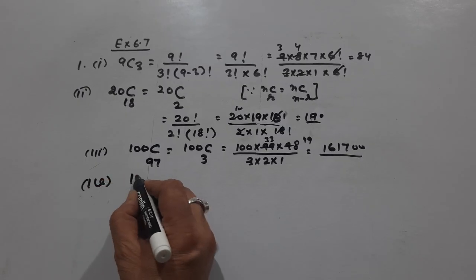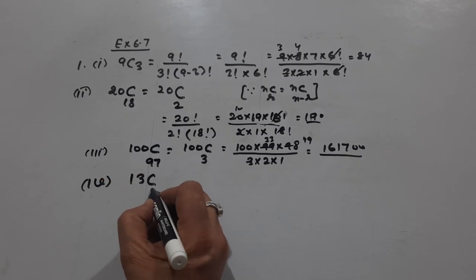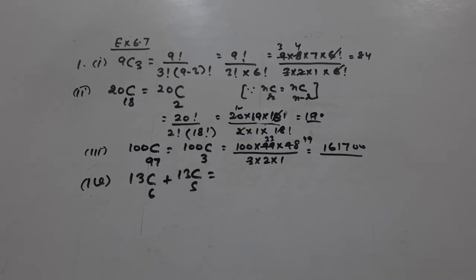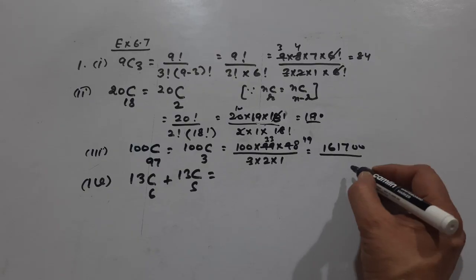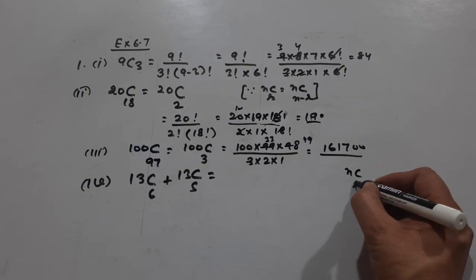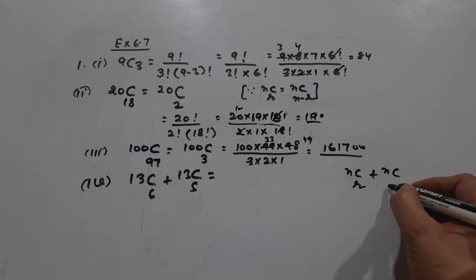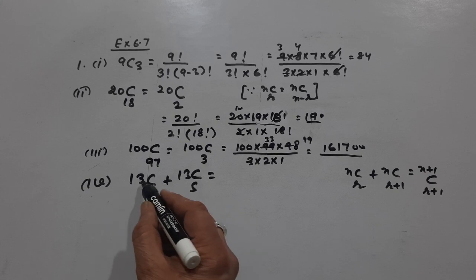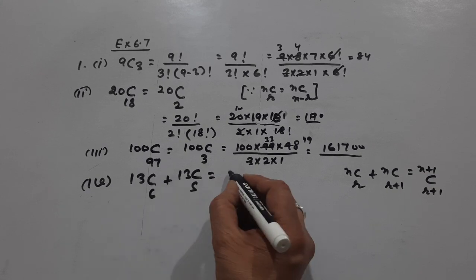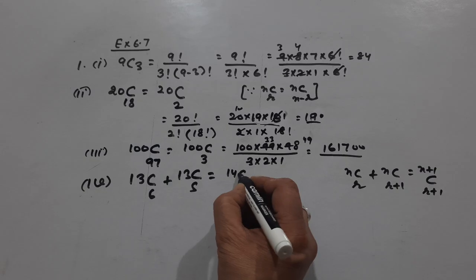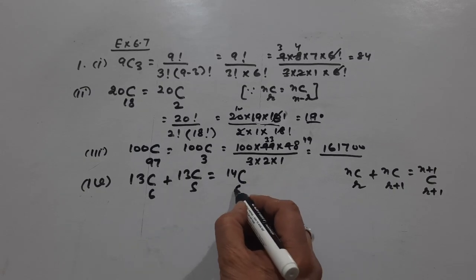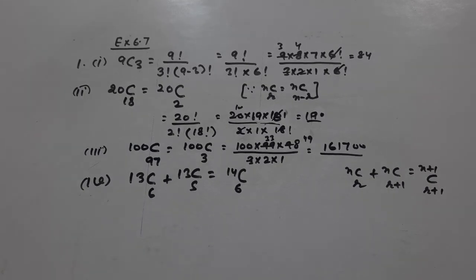Now the next is 13C6 plus 13C5. Now here we use the property. The property was NCR plus NCR plus 1 is equal to N plus 1 CR plus 1. So this is equal to 14, since 13 plus 1 is 14, and the larger number among 5 and 6, that is 6, we write over here. Now we shall solve 14C6.